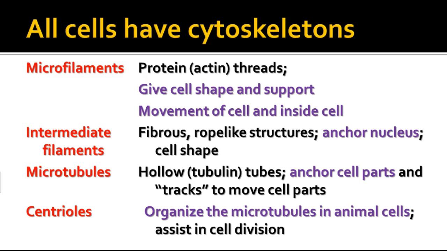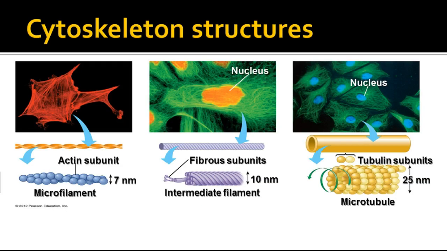And then the microfilaments are also involved in movement of the cell itself. Animal cells and some fungal cells have these structures called centrioles that help organize the microtubules within the cells, and they also assist in cell division, and we'll talk about them a little bit more when we talk about cell division later on. Here's kind of what the structures look like in the cell.